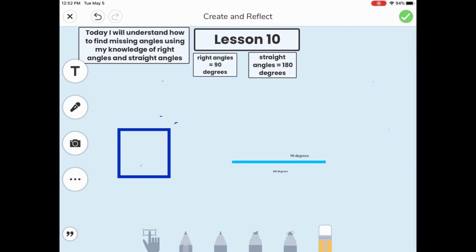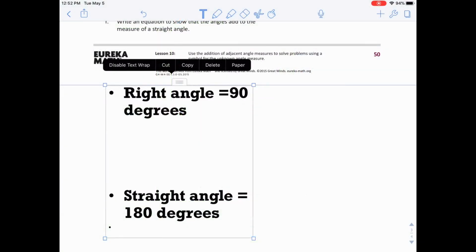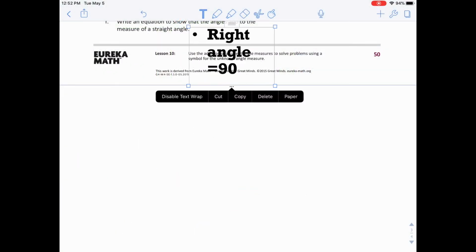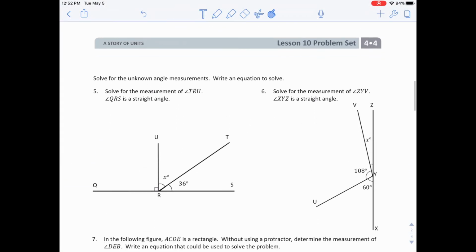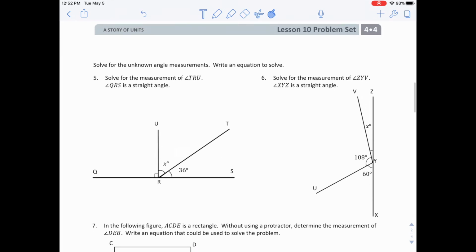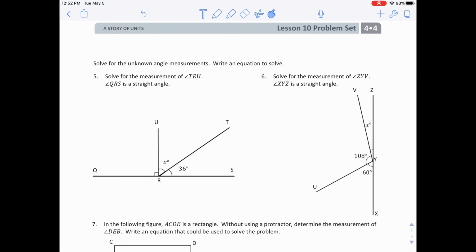Before we go, I would like us to try one problem on our problem set together. I'm going to scroll up. This is going to be on the second page. It says solve for the measurements of angle TRU. I'm going to highlight angle TRU. We have T, R, and U. It's right here where it says X. And it tells us that this one is a straight angle.